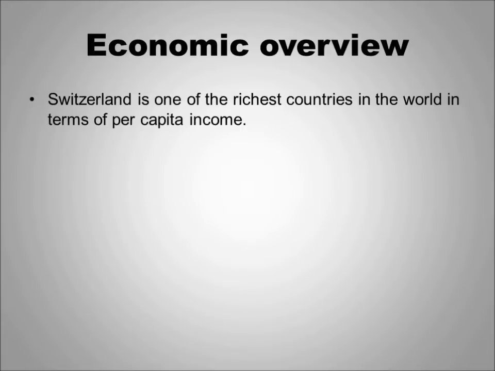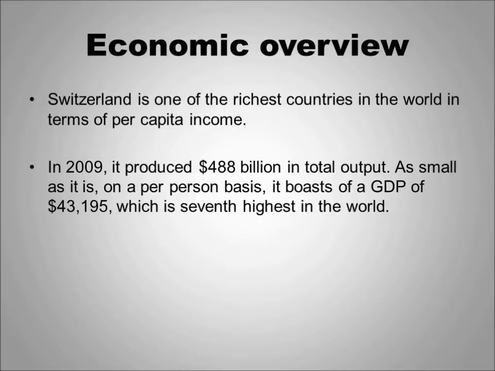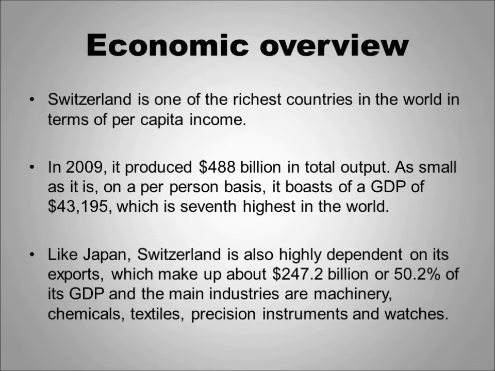So what makes the Swiss economy so special in the Forex market? Well, Switzerland is one of the richest countries in the world in terms of per capita income. So the citizens of Switzerland are living well compared to many different countries in the world. Also in 2009, it produced 488 billion US dollars in total output. As small as it is, on a per person basis, it boasts a gross domestic product of 43,195 US dollars, which is the 7th highest in the world.